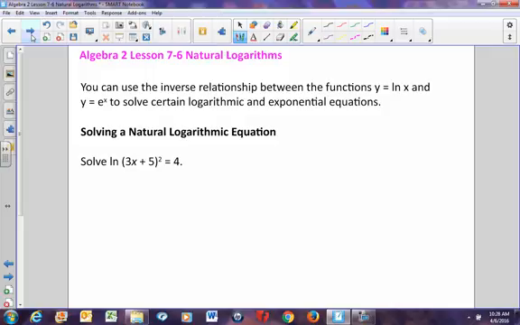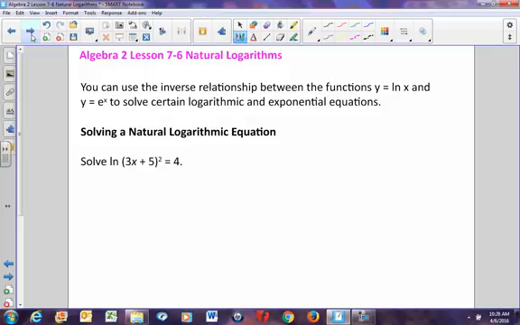Now, you can use the inverse relationship between the functions y equals the natural log of x and y equals e to the x to solve certain logarithmic and exponential equations. Remember before, when you took a log that was base 10, so we took 10 to the whatever power. Now, if it's a natural log, it's going to be base e. So if I have the natural log of 3x plus 5 squared equals 4, basically that's the same.